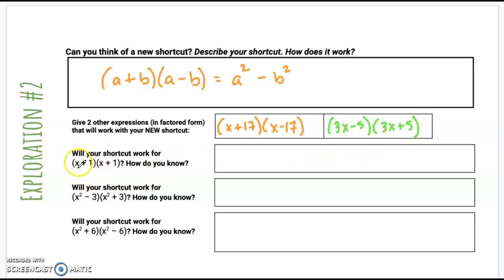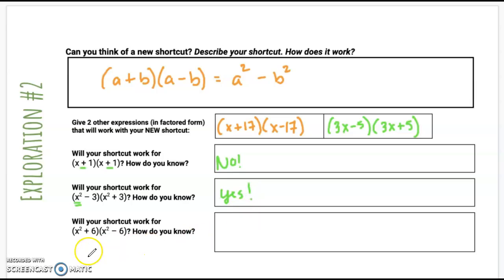Okay, so let's check it out. Will our new shortcut work for x plus 1 times x plus 1? Well, no, that won't work because we don't have opposite signs there. We have plus signs for both of those. Will your shortcut work for x squared minus 3 times x squared plus 3? Yes, that one should work. We have opposite signs. We have a matching first term and a matching last term. We will need to be a little cautious with that x squared.